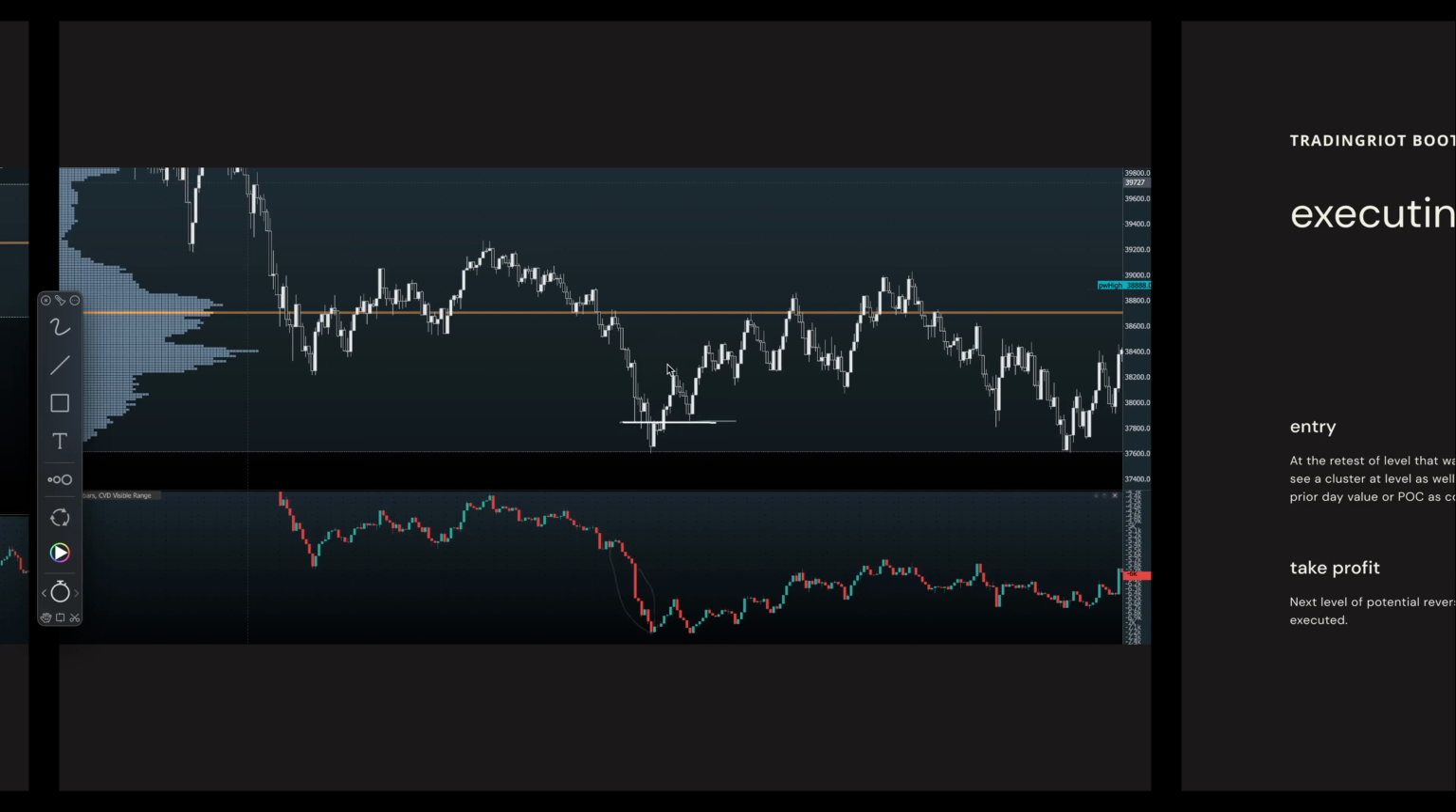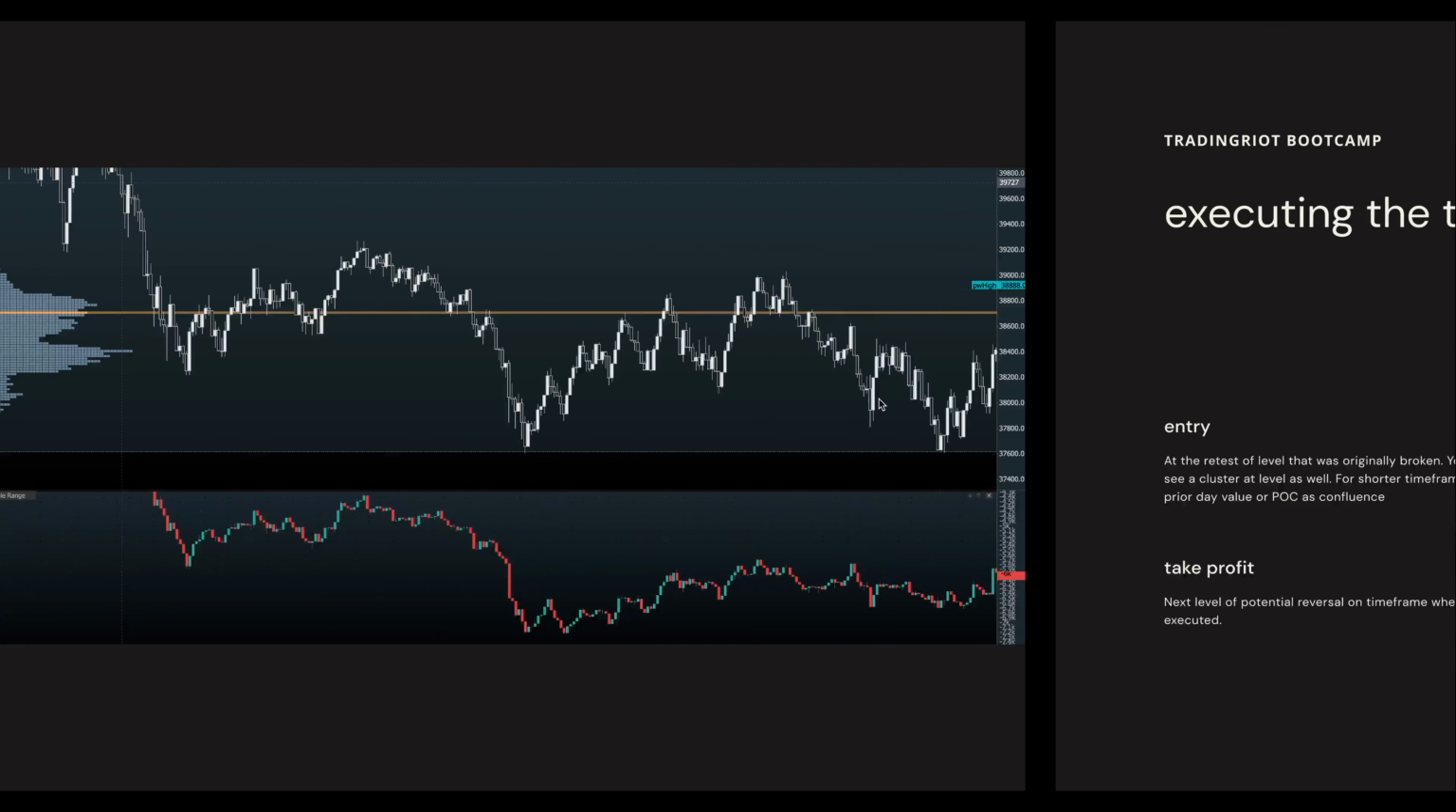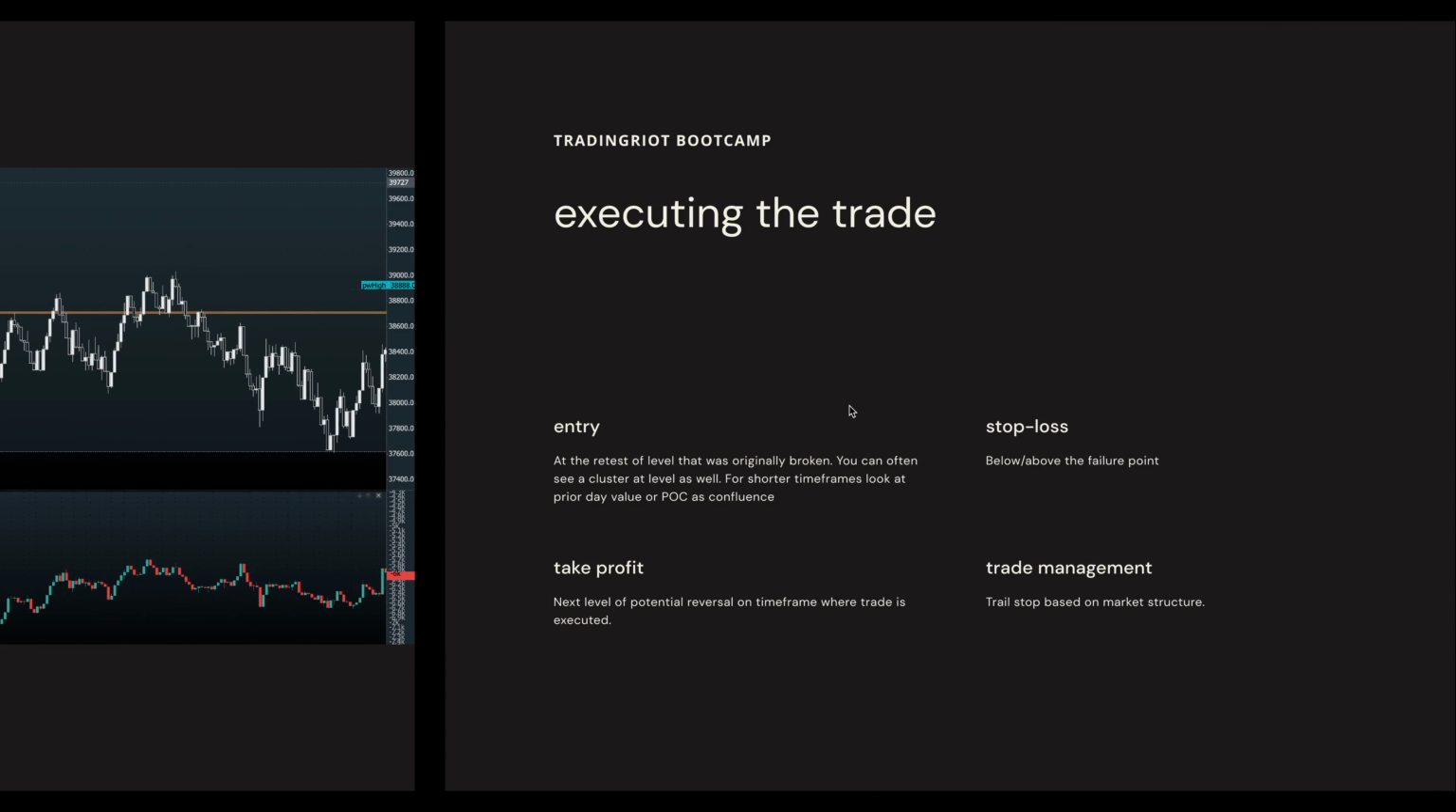We reclaim the level, so this is your structure broken, and then you are going to enter. You'll be using a limit order, so you are already in, but look at this. You have a much higher high, and delta is basically equal. A lot of selling came in here, but these sellers achieve nothing, and the market will move higher from there. Okay, in executing the trade, you are getting in on a retest of the level which was originally broken.